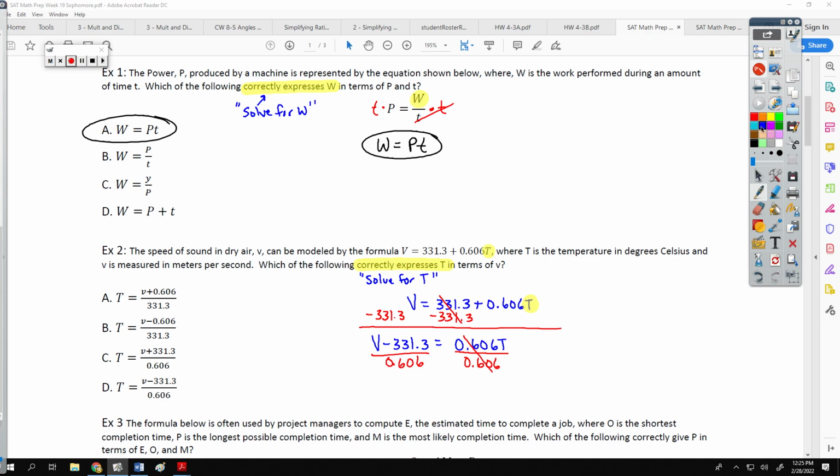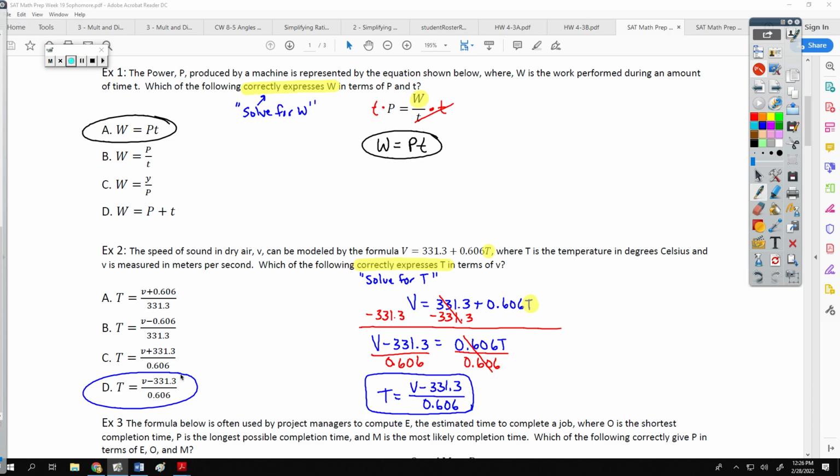That would give us the equation T equals V minus 331.3 divided by 0.606. That would be the same equation solved for T. So our equation should be D. T equals V minus 331.3 divided by 0.606. And that's the overall basic approach.